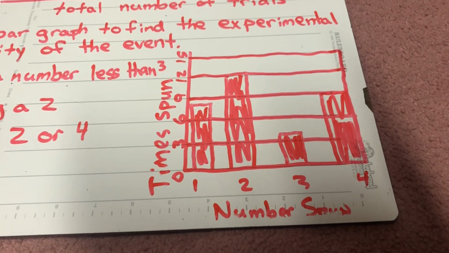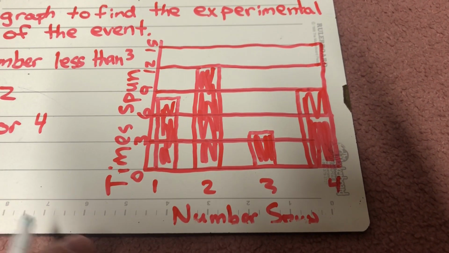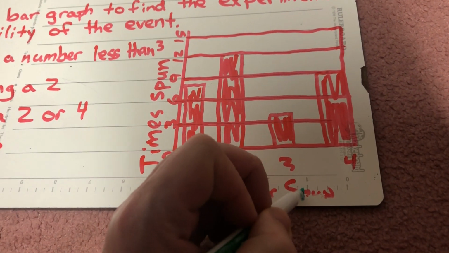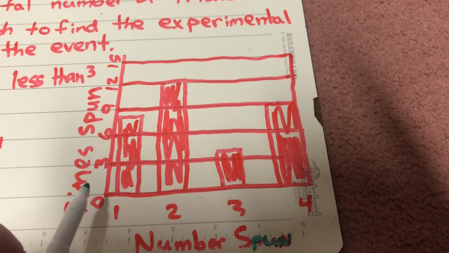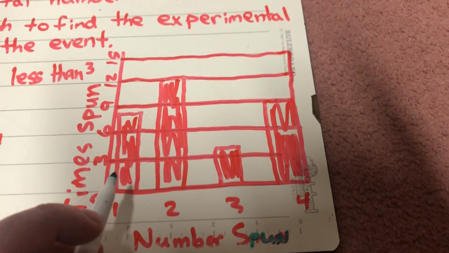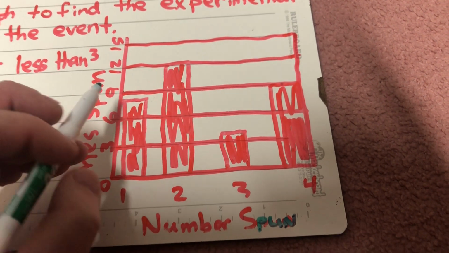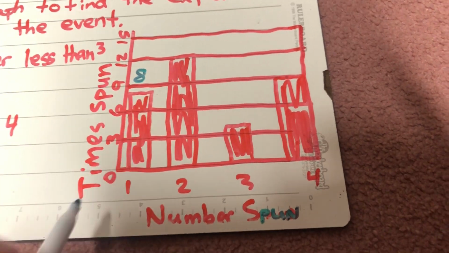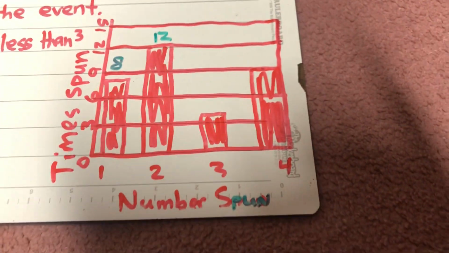Well, we had a spinner. And this is a bar graph that represents how many times each number was spun. We can see it was spun a 1, well, that's going to be between 6 and 9, but it's closer to the 9, so we know that's 8. The 2, it was spun 12 times.